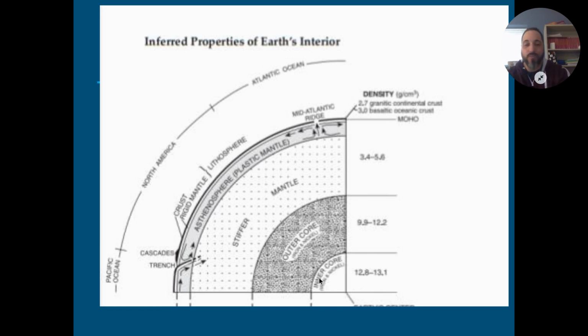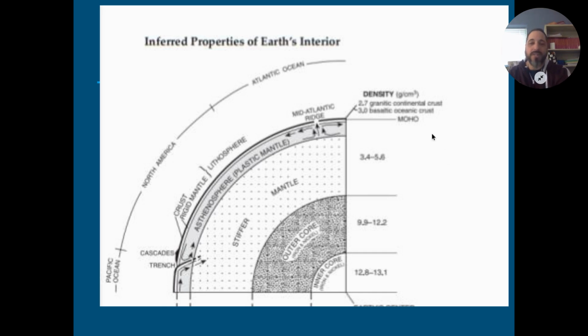Now, the reason why the outer core is liquid and the inner core is solid has to do with pressure. Even though the inner core is hotter than the outer core, the amount of pressure that's pushing down on that inner core is going to change it back into a solid from its liquid phase at the outer core.